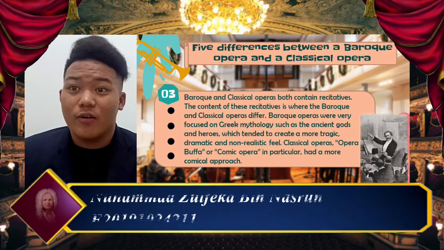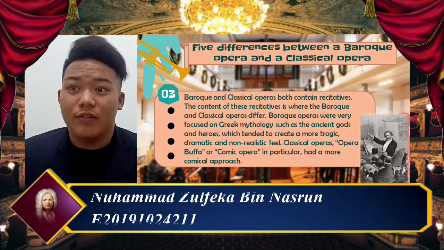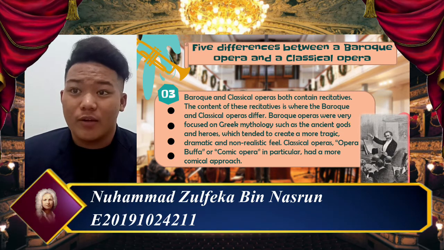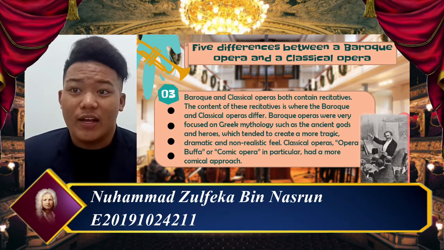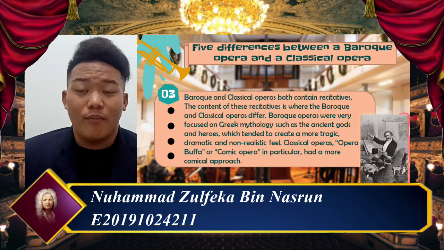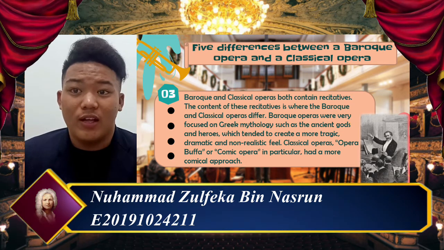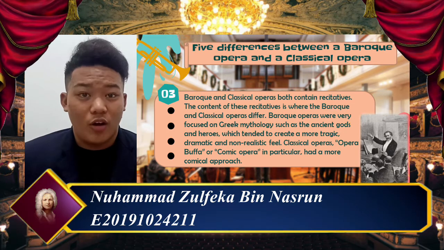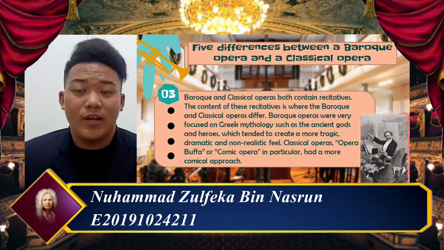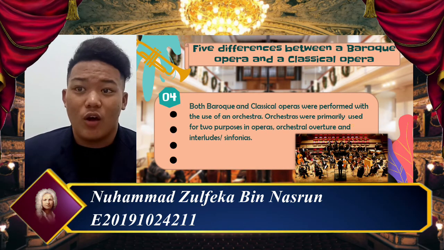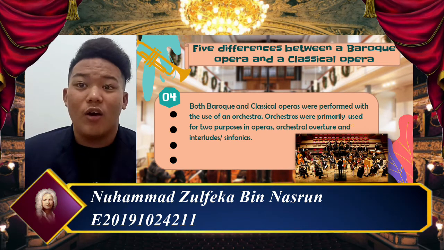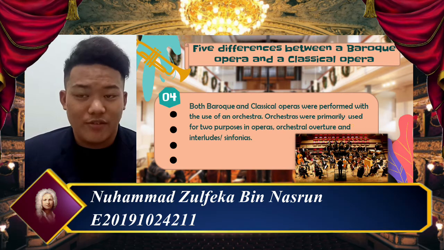For the third point, Baroque and classical opera both contain recitative. The content of this recitative is where Baroque and classical opera differ. Baroque opera was very focused on Greek mythology such as gods and heroes, which tended to create a more tragic, dramatic and non-realistic feel. Classical opera, opera buffa and comic opera in particular, had a more comical approach. Next, both Baroque and classical opera were performed with the use of an orchestra. Orchestra was primarily used for 2 purposes in opera: orchestral overture and interlude symphony.